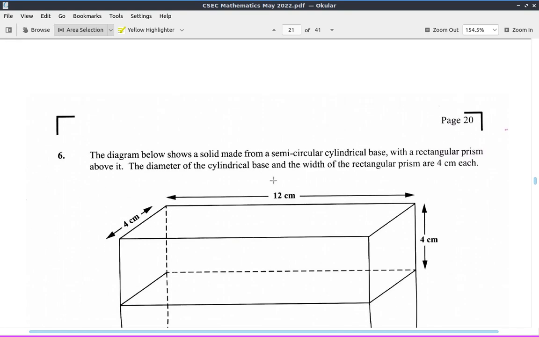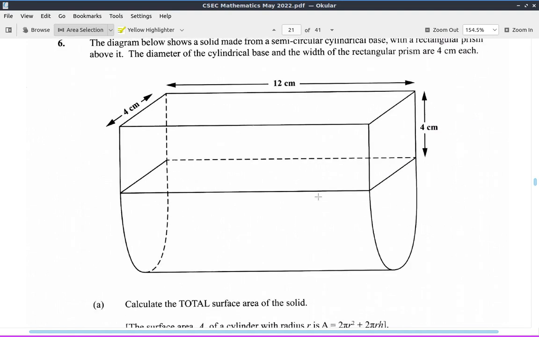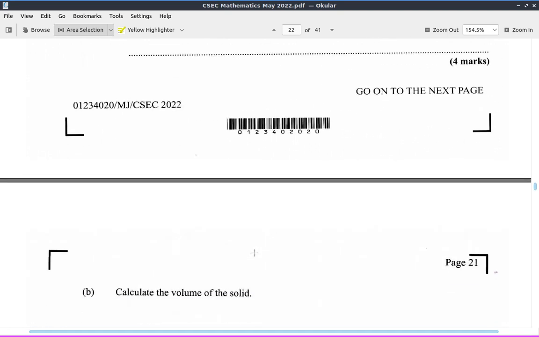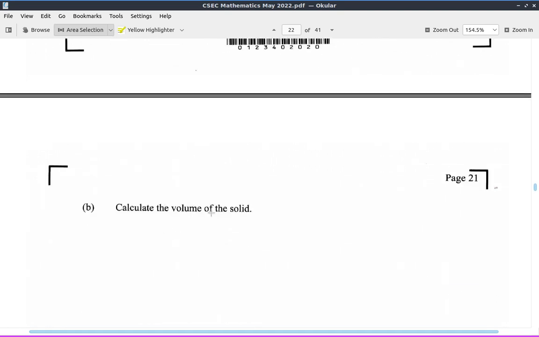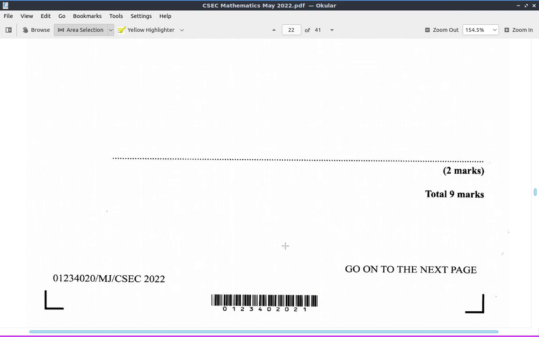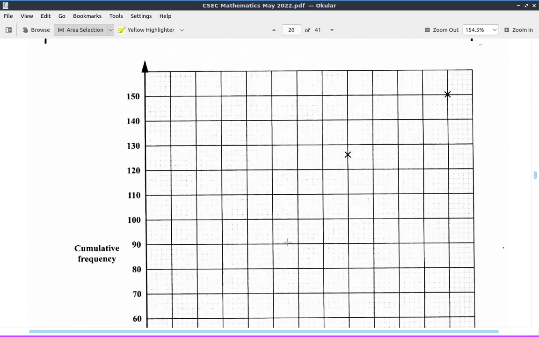What about question 6? It's a measurement question. What they ask for? The total surface area. Another interesting question here. Total volume of the solid. And then you have mass. 1 cubic centimeter. So this is density. Mass per cubic centimeter. Calculate the cost of gold. Okay. Nice question there.